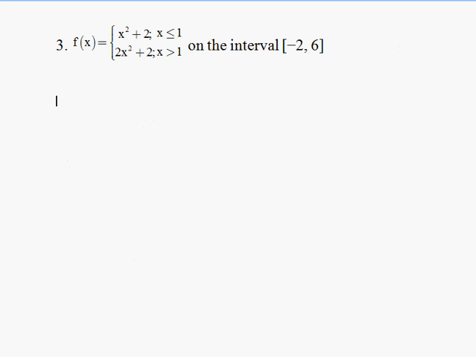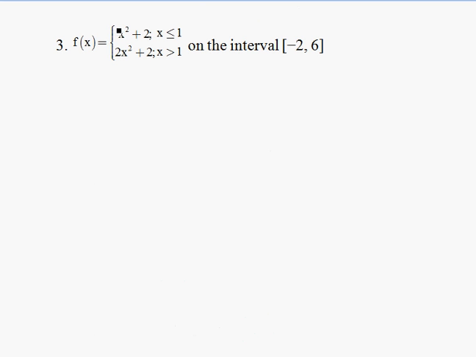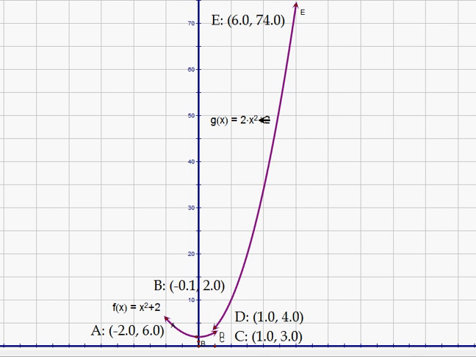Okay, here we have a piecewise function. It's essentially two parabolas where the pieces begin and end at 1 on an interval from negative 2 to 6. So here's our graph. So our first function is x squared plus 2, and our second function is 2x squared plus 2. They begin and end at 1. So g of x, the second function, starts at 1, 4. The f of x ends at 1, 3. So there's a gap in between there too.